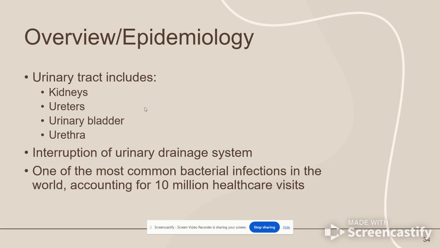The organism responsible for 85% of cases is E. coli, which is a common gram-negative bacteria. 5 to 15% are caused by Staphylococcus, which is a gram-positive organism. Catheter-associated UTIs, or CAUTIs, are caused by gram-negative bacteria. Klebsiella and Proteus pseudomonas are some other ones.